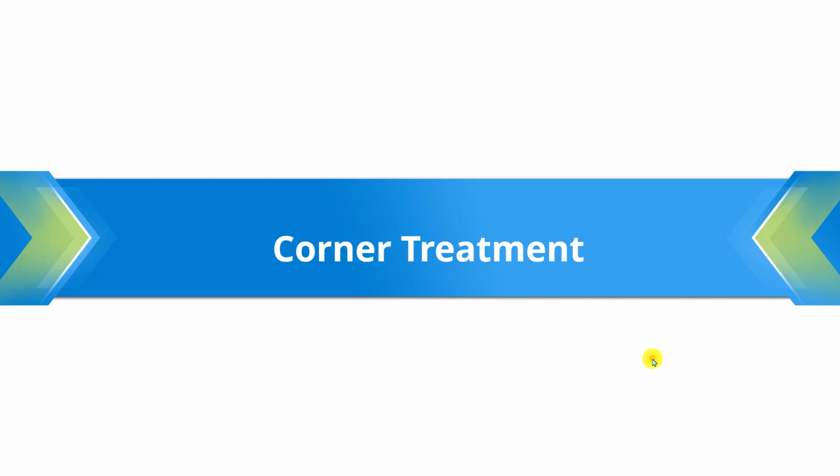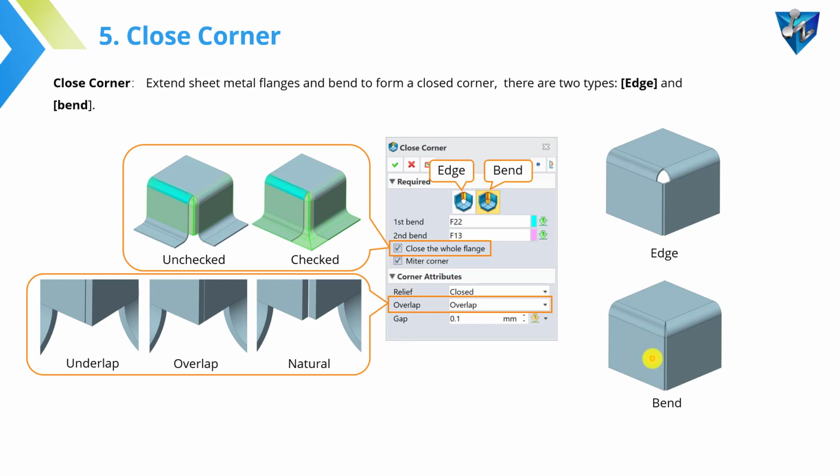Alright, next let's talk about corner treatment. Frequently, we need to extend sheet metal flange to form a closed corner. And in ZW3D, there are two types. First one is close edge, which means it will only close the straight area, but leave the bent area behind. And the second one is close bend. This one will close all the bend and the straight area.